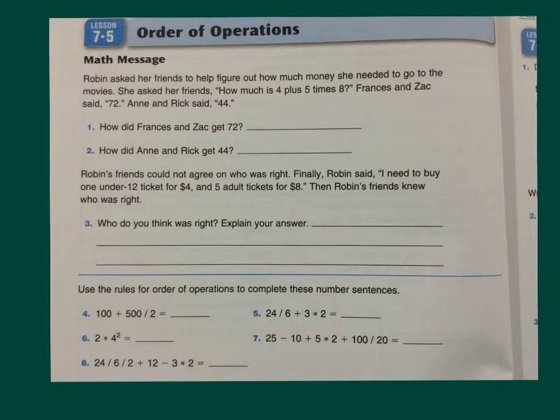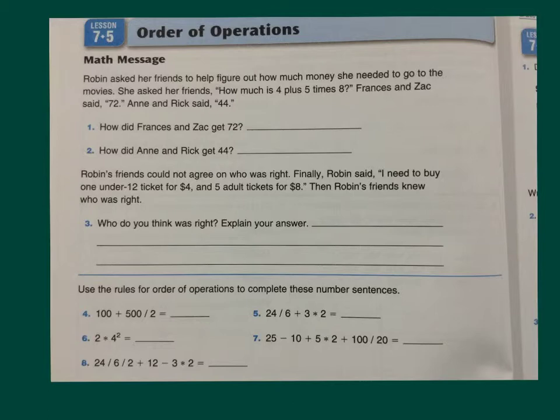Robin's friends could not agree on who was right. Finally, Robin said, well, I need to buy one under 12 ticket for $4 and 5 adult tickets for $8. Then Robin's friends knew exactly what was right. So, you need to have 5 times 8. And then add that $4 later. So what would be the answer? Please explain it in a sentence or two.